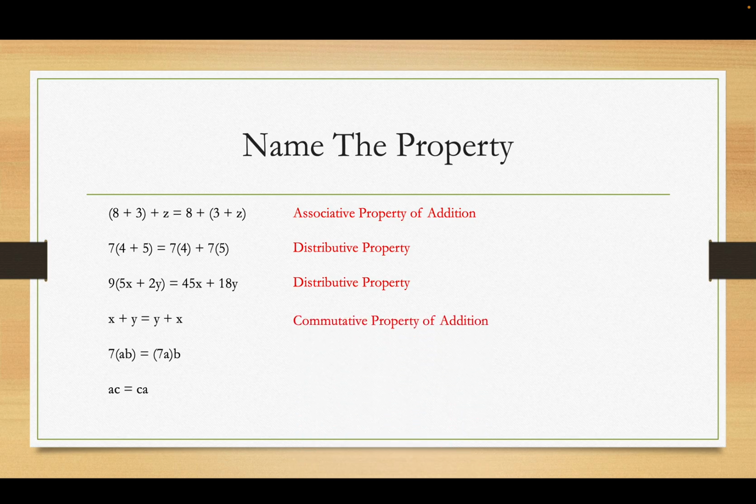The next one, oh look, orders. We're changing what's being grouped here. In the first part, the A is being grouped with the B. In the second, it's being grouped with the 7. They are equal. So that's the associative property of multiplication. And finally, again, we're switching order. The word that is about switching is commutative. So this is the commutative property of multiplication.